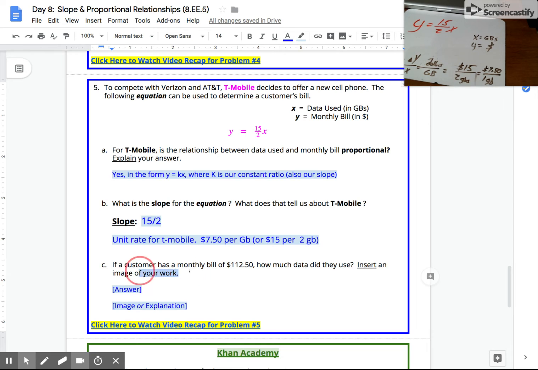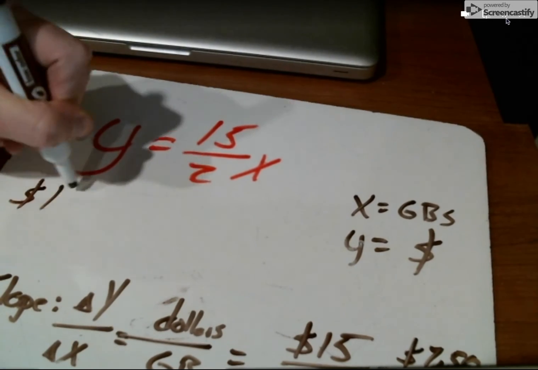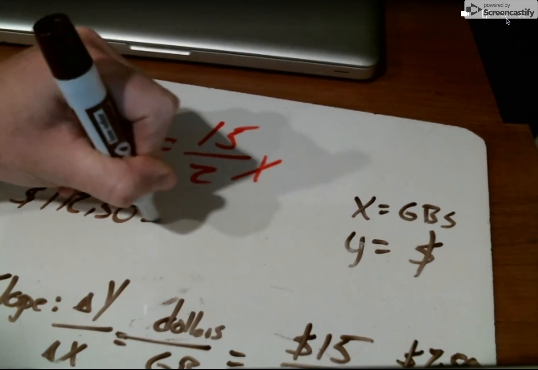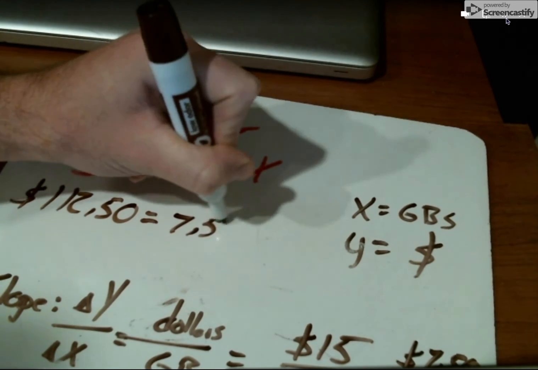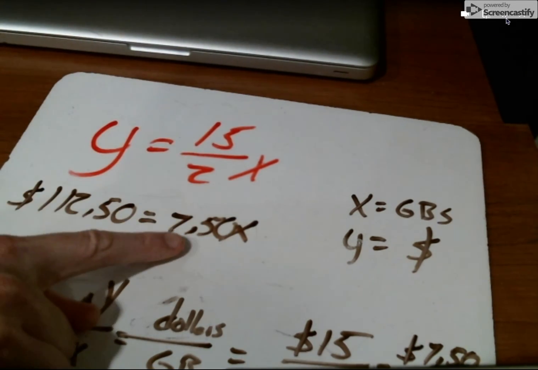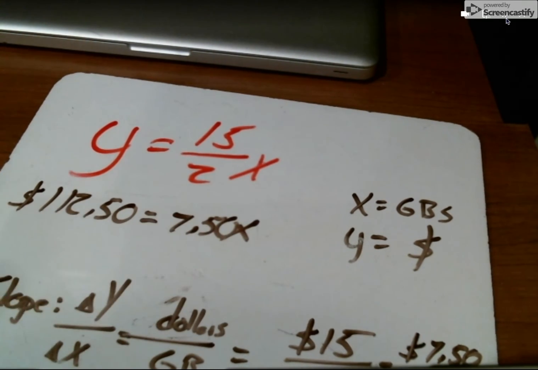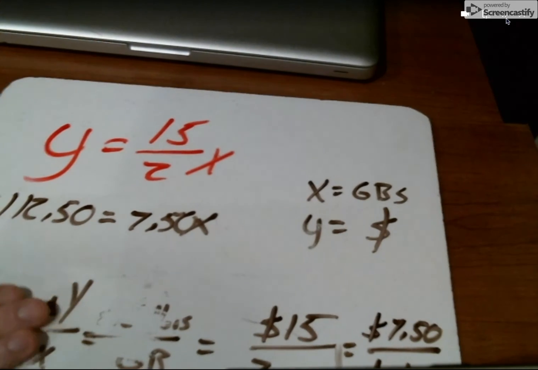Part C, we're going to leave you to do on your own. It says if a customer has a monthly bill of $112.50, how much data did they use? The one hint that we will give you, I would take this equation, and if Y is representing dollars, I would substitute $112.50 right into that equation, and you could even change 15 over 2 to its equivalent constant number, 7.50 times X. So this equation right here may help you solve Part C.